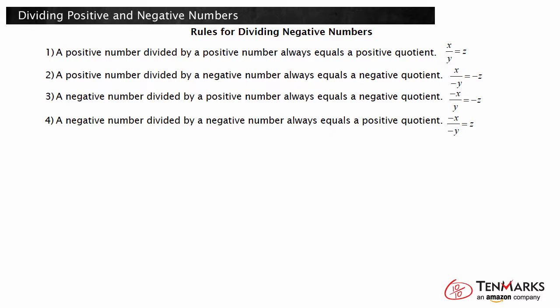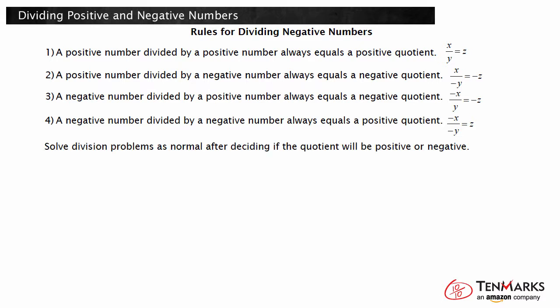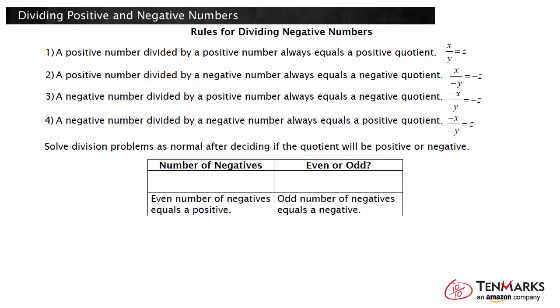After you have determined if the quotient will be positive or negative, divide as you normally would, solving to find the quotient. There is a way to double check that you have correctly applied the rules of dividing positive and negative numbers. Count the number of negative numbers in the problem. If the total number of negatives is an even number, the solution is positive. If the total number of negatives is an odd number, the solution is negative. This chart can be used to help.